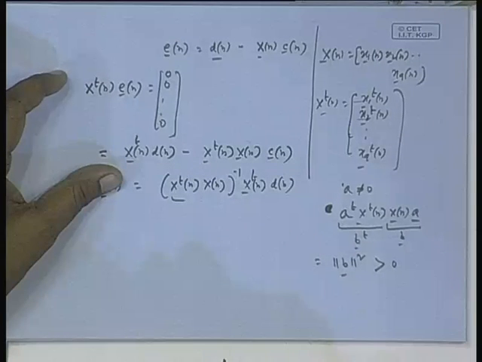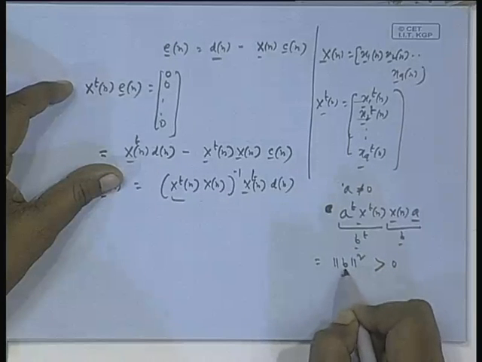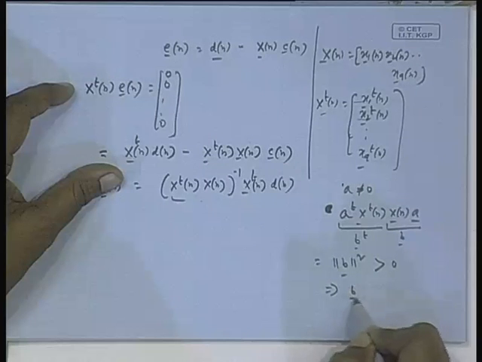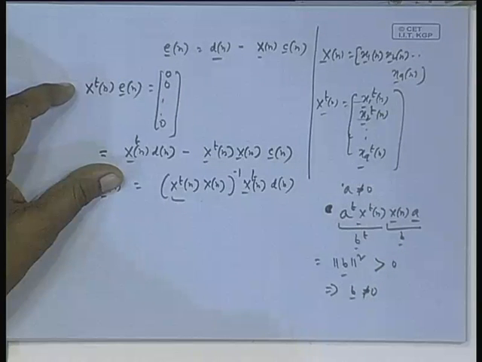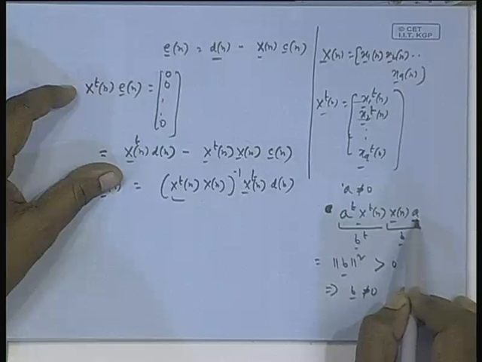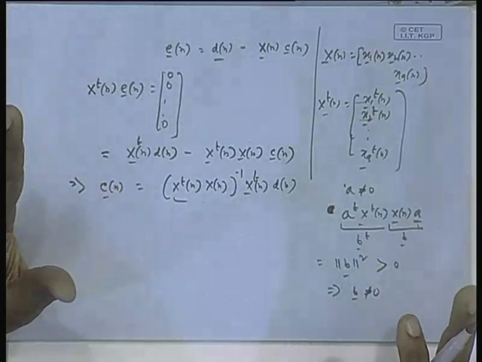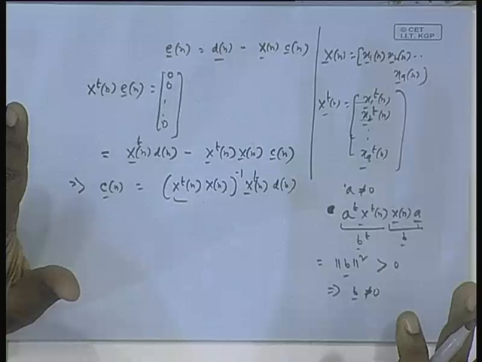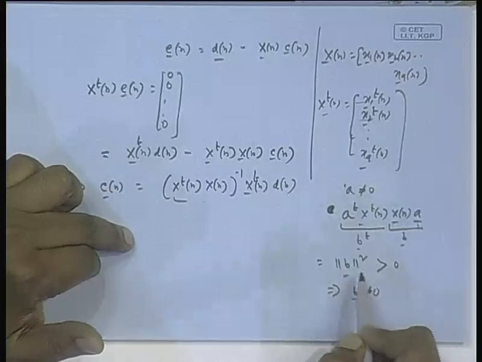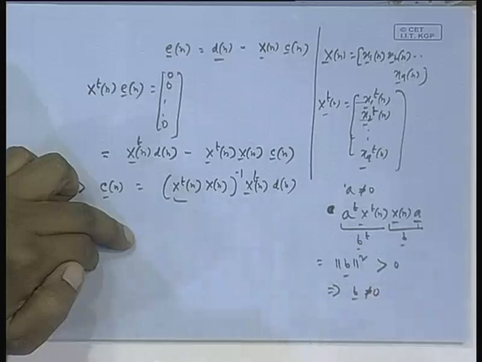When will that be? Norm square is greater than 0 if the vector is non-zero, which implies B must be non-zero. That is, you should not be able to find any non-zero A so that X n A is a 0 vector. Are you following me? This is norm square of B. This is always greater than or equal to 0, but I want it to be greater than 0.